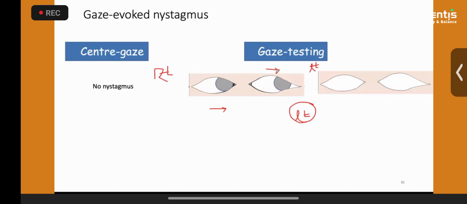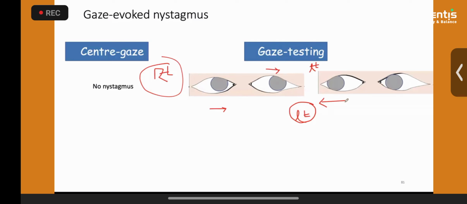Okay. When the patient is looking towards the right, now what is happening? You see, the nystagmus is beating towards the right. Okay. So look at me now in the video. When I am, suppose, looking towards the right, it beats towards the right.